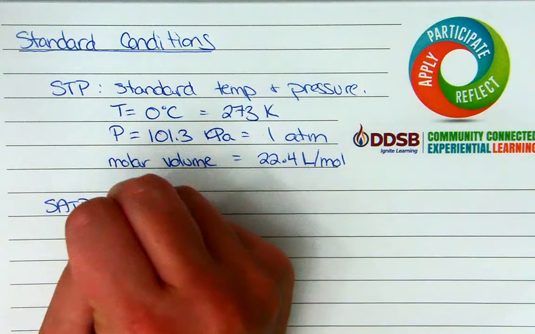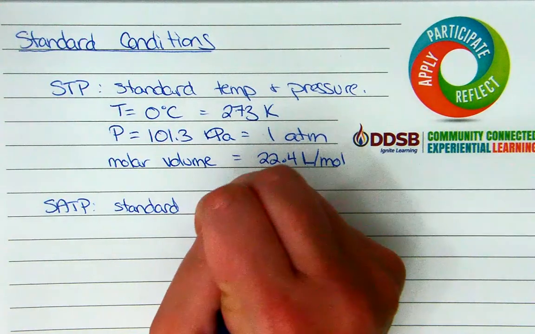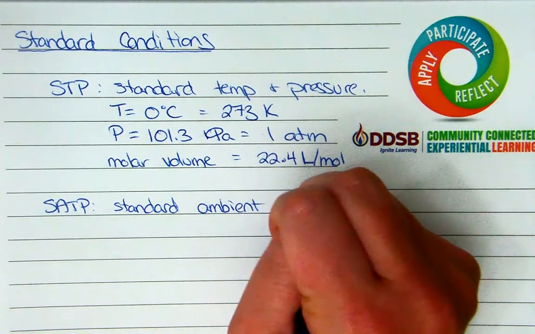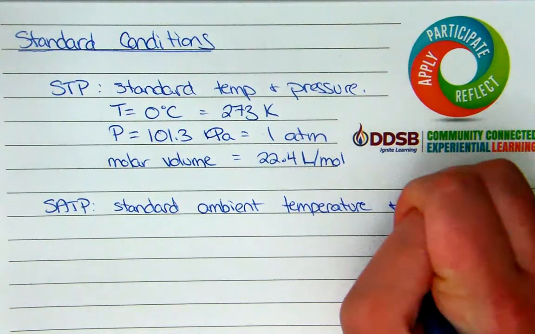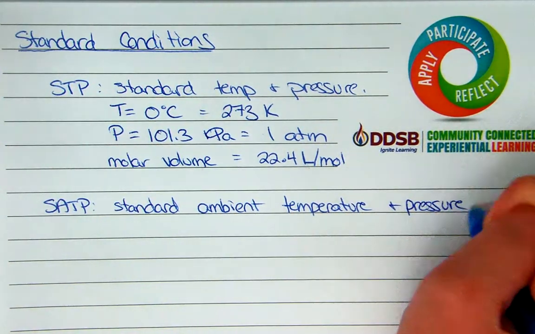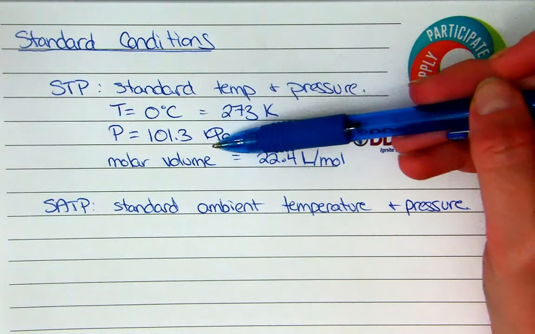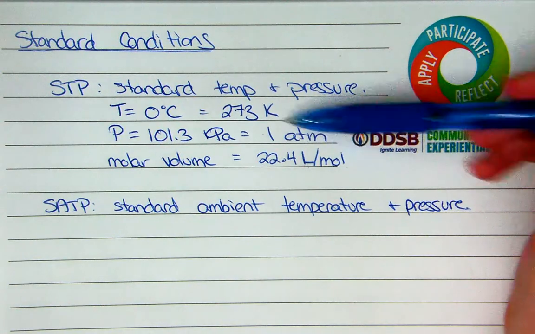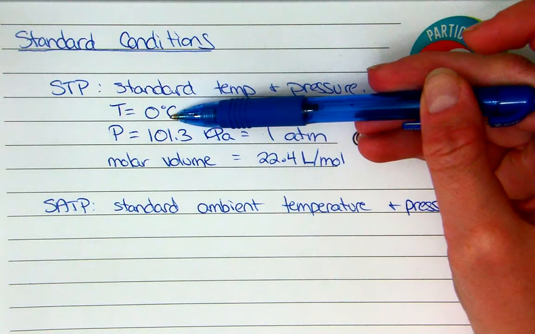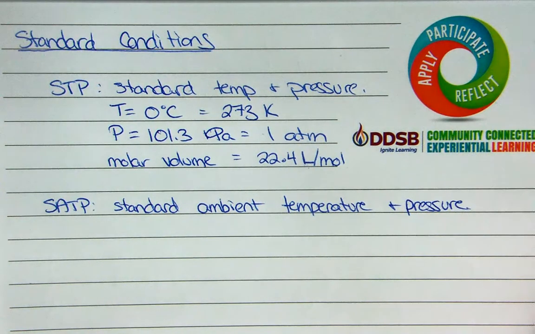Now what we also have is SATP. This is standard ambient temperature and pressure. So if you're a scientist, we're probably not encountering these temperatures and pressures all that often. Okay, this is at sea level, and that's 0 degrees Celsius. Brr. Ambient is more room temperature conditions.